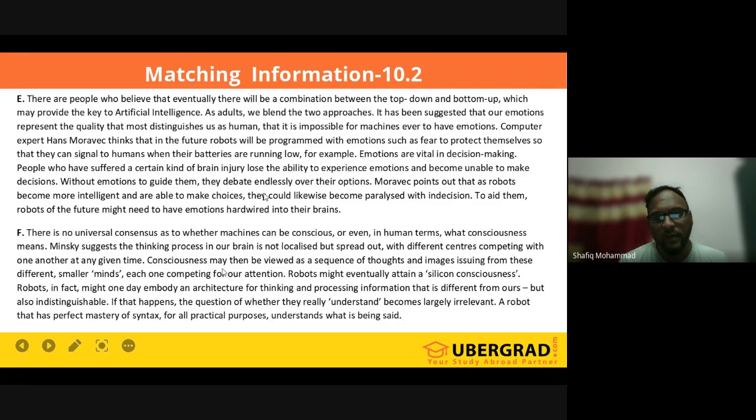Consciousness may be viewed as a consequence of the thoughts and the images issuing from these different smaller minds, each of them competing for attention. So what is the last sentence talking about? If that happens, the question of whether they really understand becomes largely irrelevant. A robot that has perfect mastery of syntax for all practical purposes, and understands what is being said. Okay, so there is no universal consciousness that machines can be conscious.